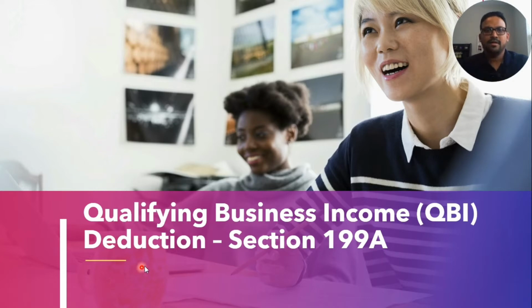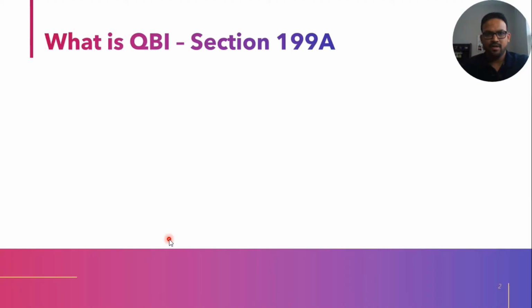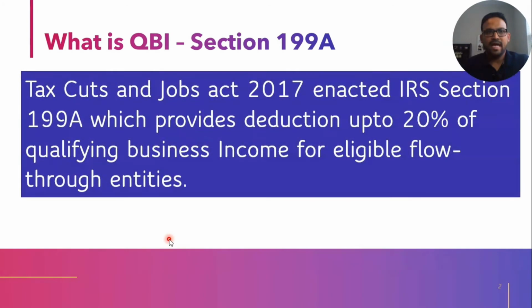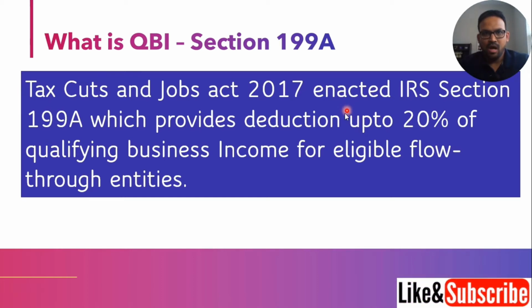Hello guys, let's get started with QBI. As I said, what is QBI? If you remember, the Tax Cuts and Jobs Act of 2017 enacted Section 199A, which provides a deduction of up to 20% of qualifying business income for eligible flow-through entities. This is the definition of 199A. It was introduced in 2017. So let's get started on how you can calculate the deduction for 199A.